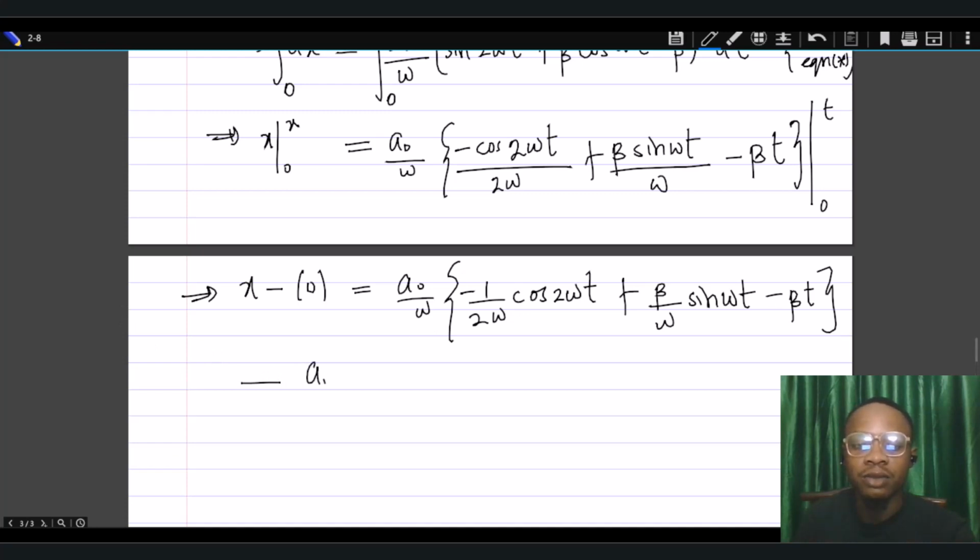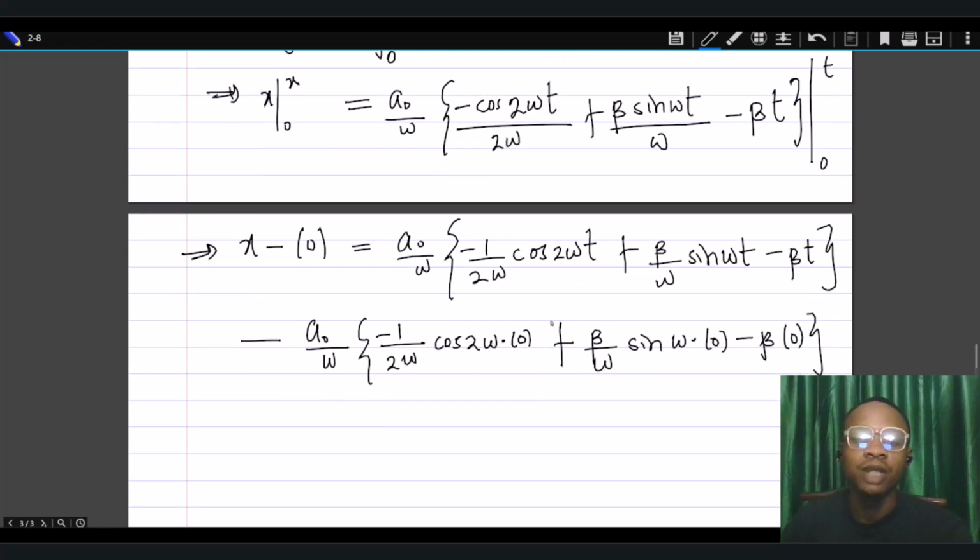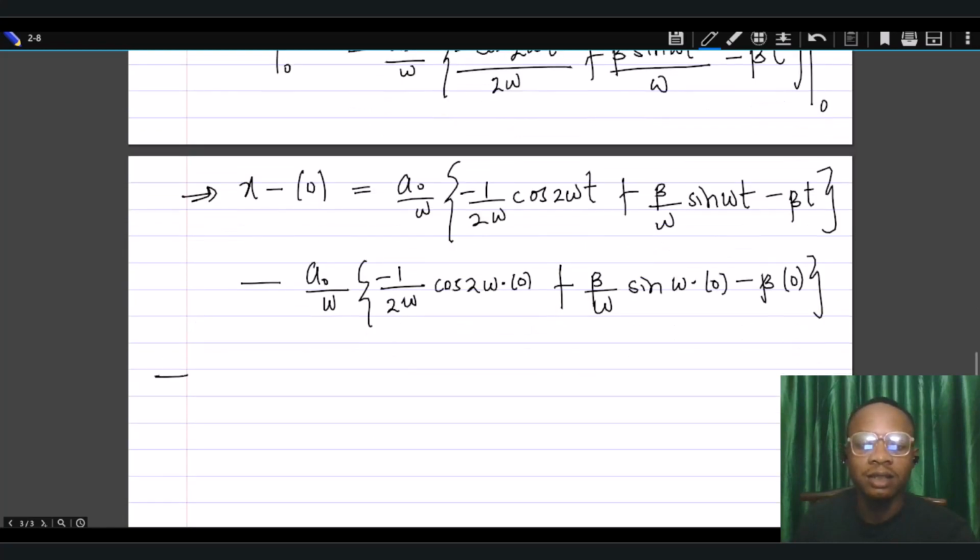Minus, when we substitute 0, we have a naught over omega into minus 1 over 2 omega, then cos 2 omega multiplying 0, and then we have plus beta over omega, then sine of omega multiplying 0, then minus beta into 0, then we have this. So that's that about that. So we can tidy this up. Even for that, this is going to be x, this is 0, so we can ignore that.